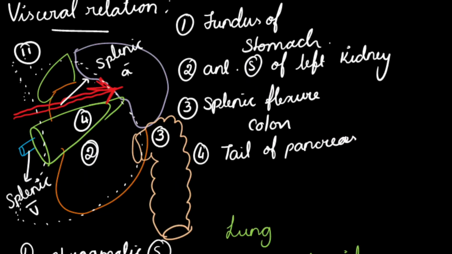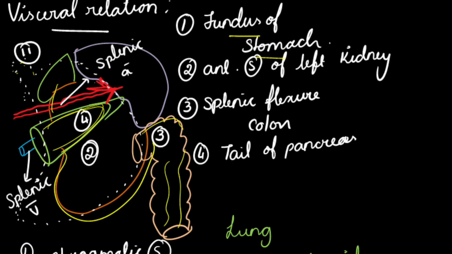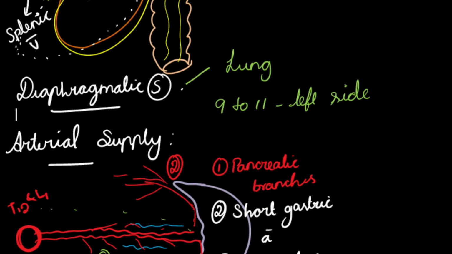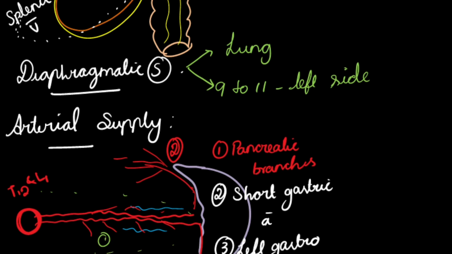So then regarding the visceral relation, you can imagine the stomach here, that is fundus of the stomach is related. Then this is the anterior surface of the kidney which is left kidney which is related, and here we can see the splenic flexure of colon, and here we can see the tail of pancreas. These are all the visceral relation. And in diaphragmatic surface we can see its relation to the lung and 9 to 11th ribs, mainly left side.